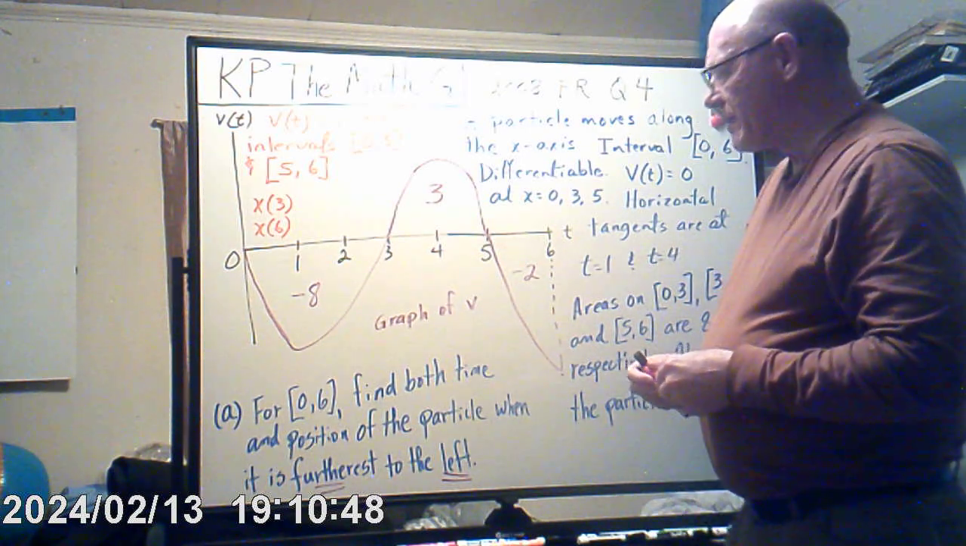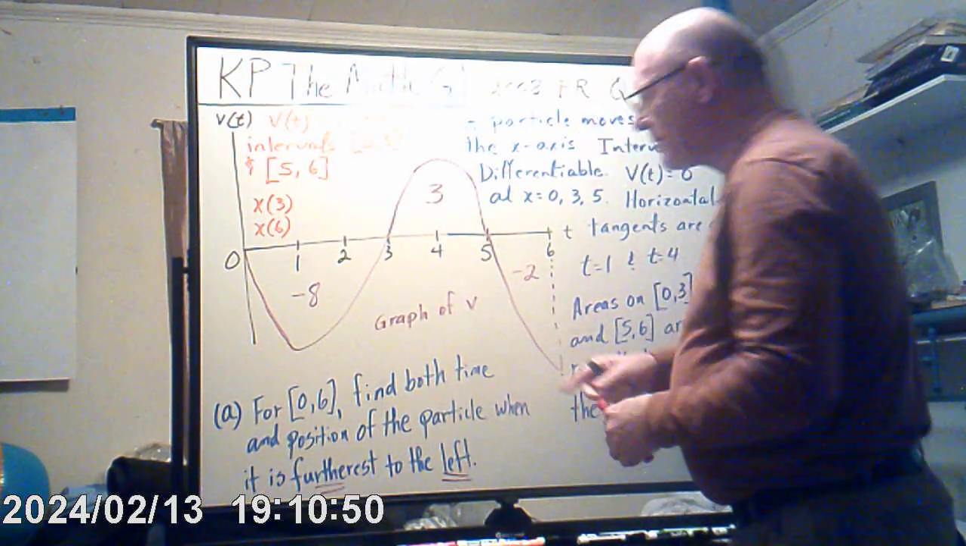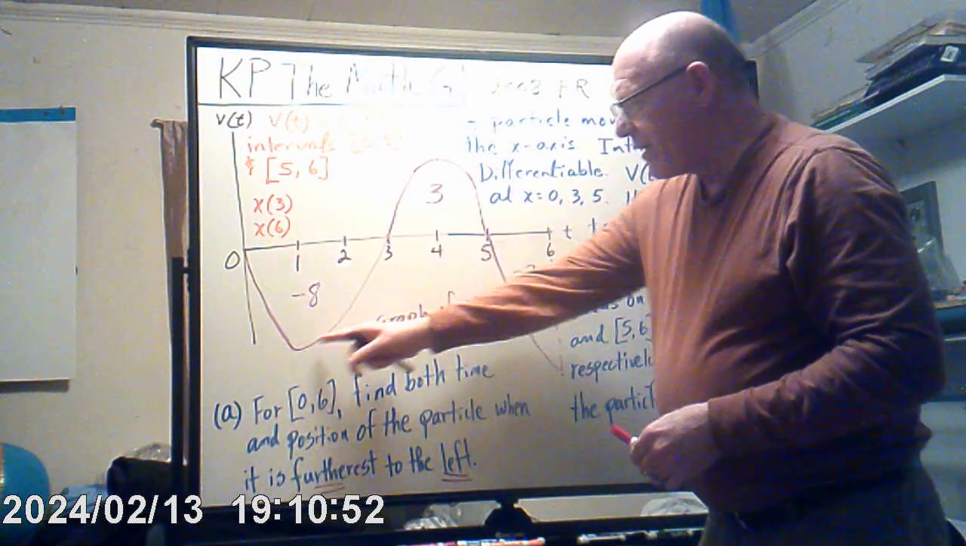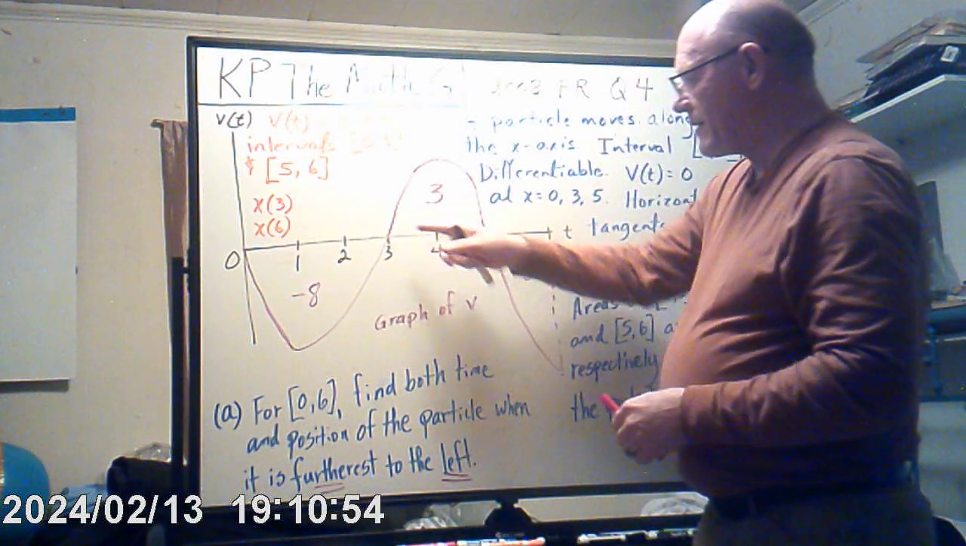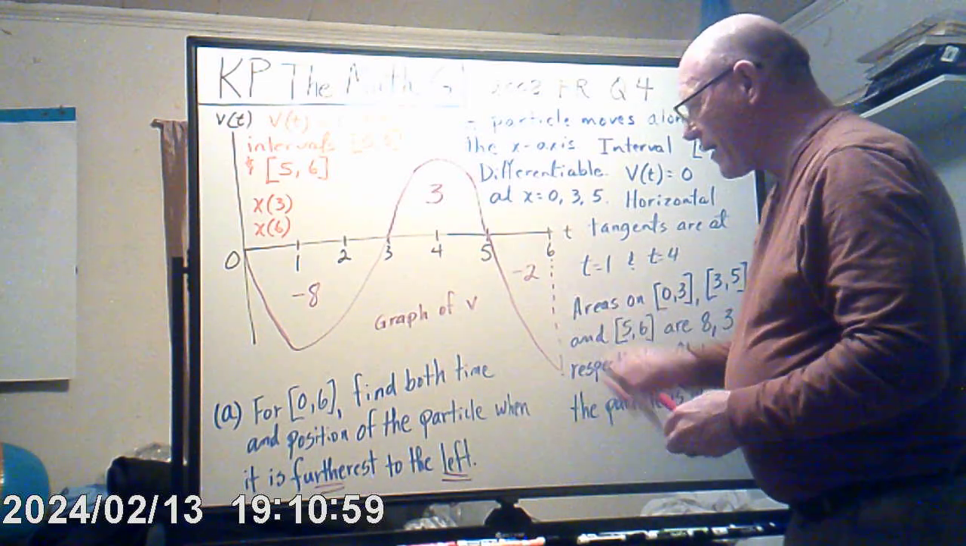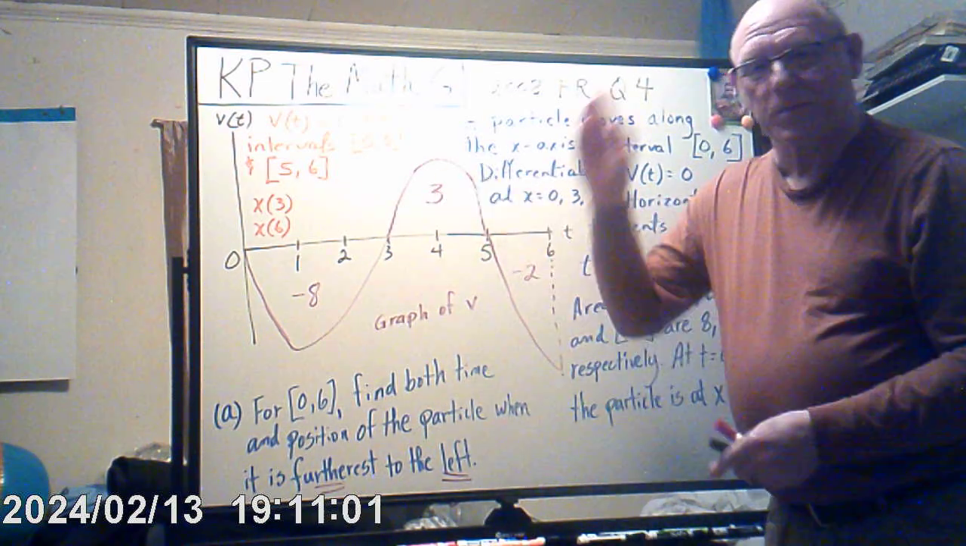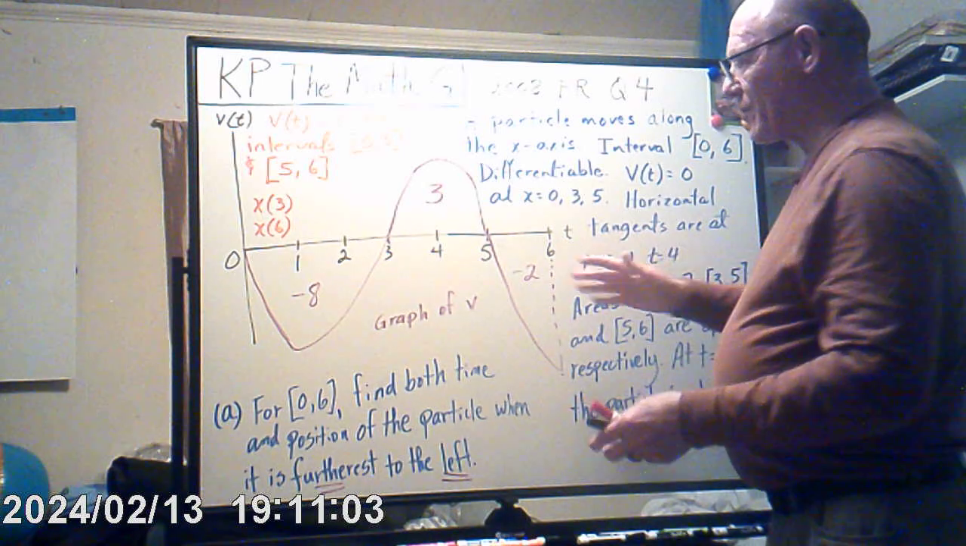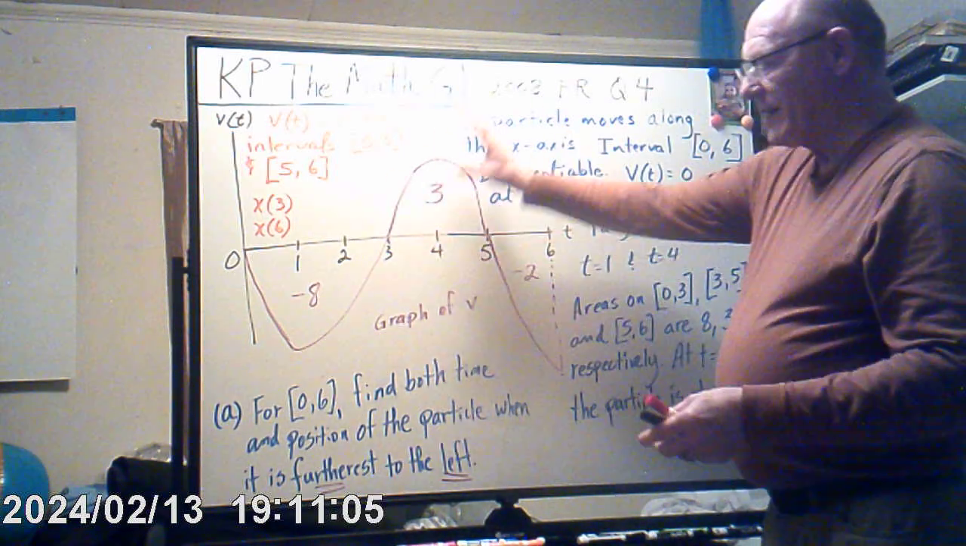Okay, so let me flip this over. Just kind of remember, from 0 to 3 is negative 8, from 3 to 5 is 3, and from 5 to 6 is negative 2. We may have to flip back and forth pretty frequently since we're really out of space here.